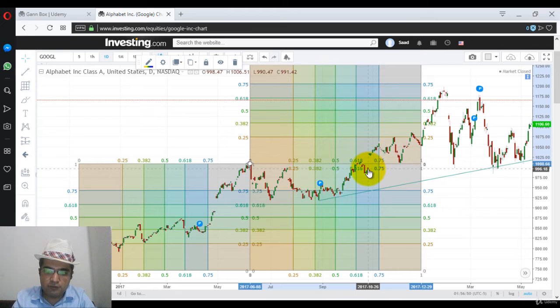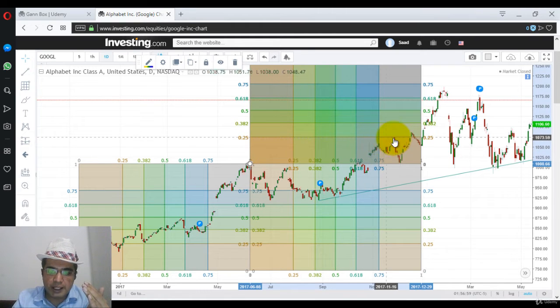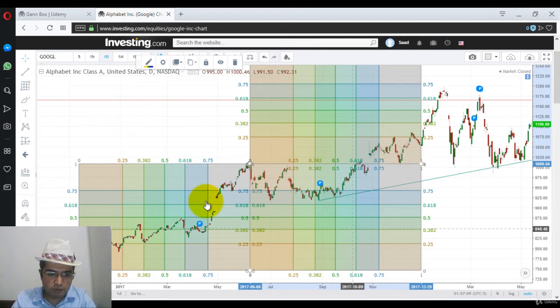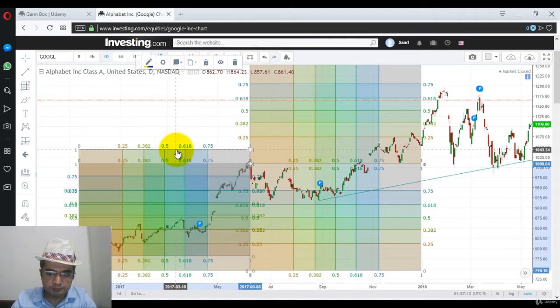Now if you look closely, it closed here, but the next day it opened higher and closed higher. Once it did that, you already knew this is your target. And it did touch it and then went lower, touching the base of this Gann Box. And then it went higher. Wait a minute, copy, paste.